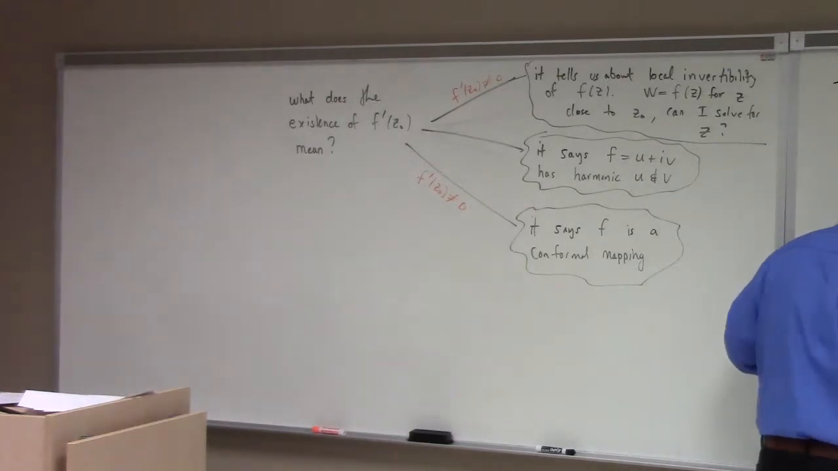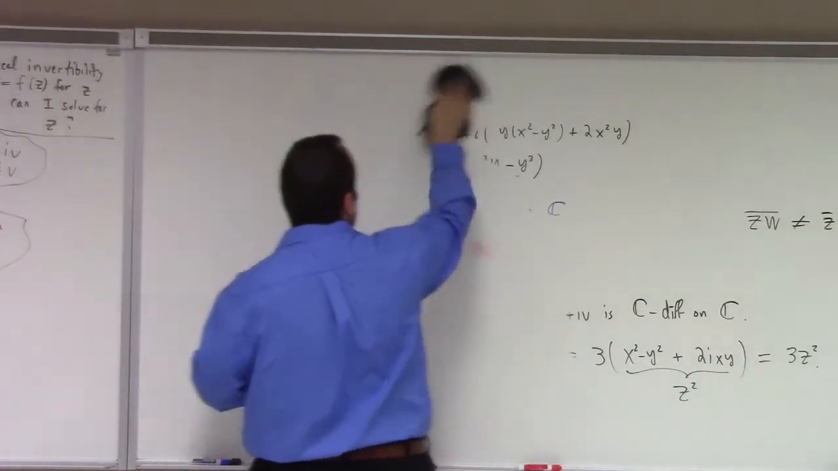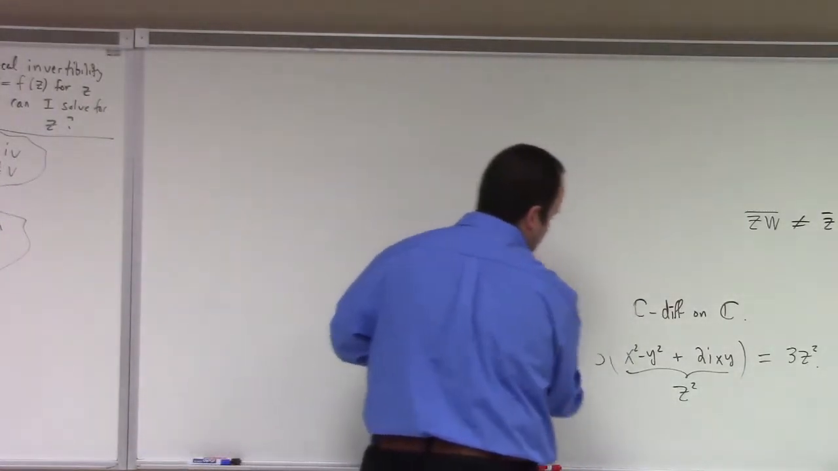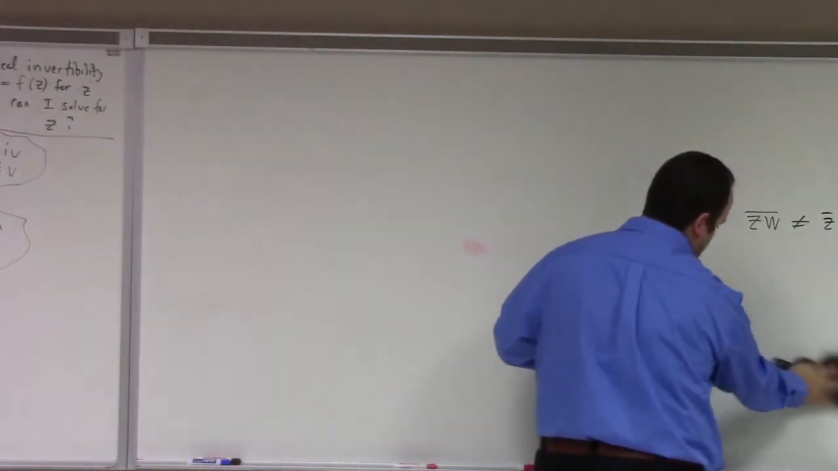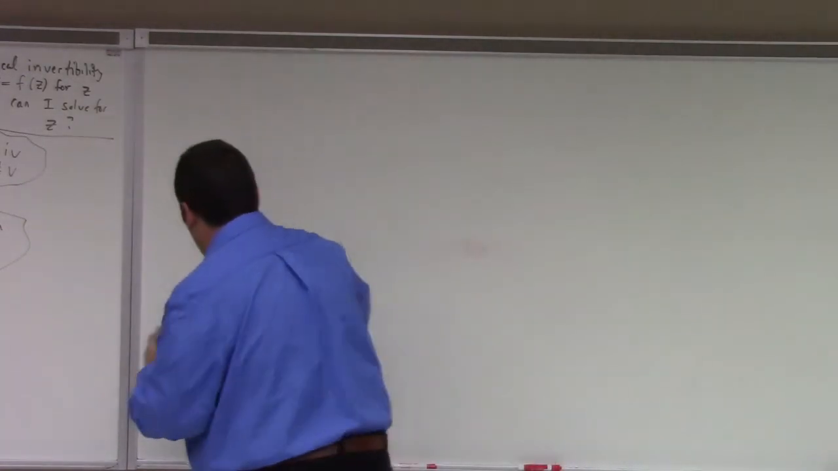So three different questions we can settle. If we have complex differentiability of a function, if that derivative is non-zero, it turns out that that implies that you can find a local inverse for the function. Do you guys know what I mean by local inverse? Maybe you haven't thought about that. Let's talk about that for a minute.